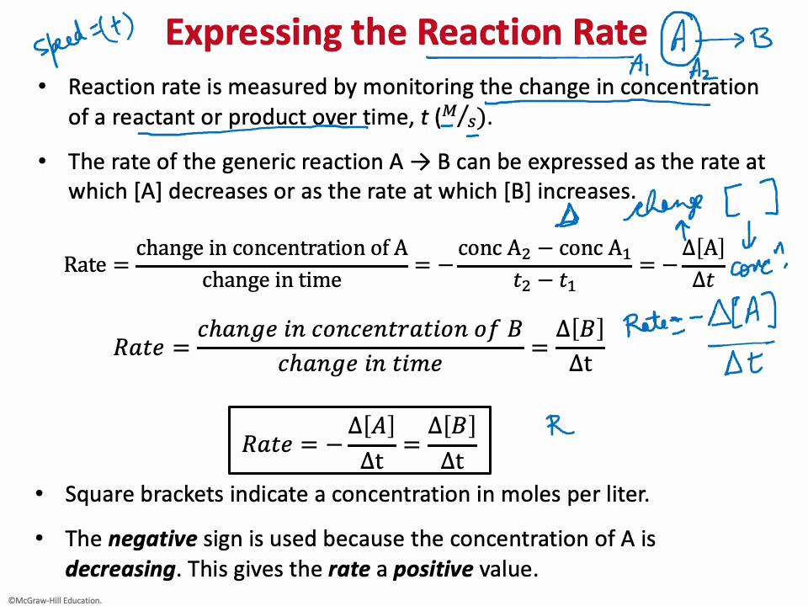Whereas if we are talking about the rate of formation of a product, it will always have a positive sign because your product concentration is increasing over time. So it would be the change in concentration of B over the change in time. And this would always be a positive sign.